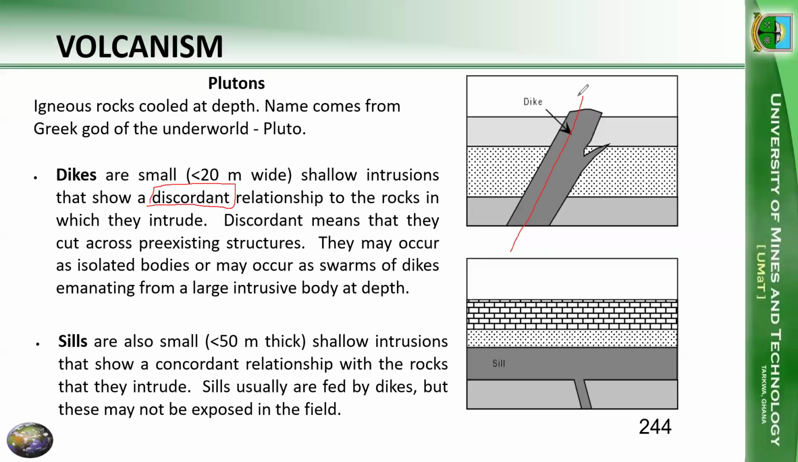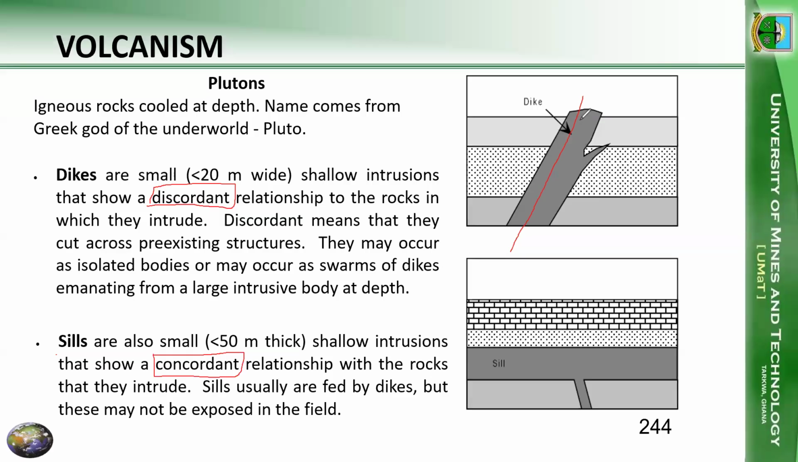Then we have what you call the sills. So the sills, think about them as parallel kind of intrusions. So the geologic term for that is concordance. Concordance. So sills are shallow intrusions that show a concordance relationship with the rocks that they intrude.